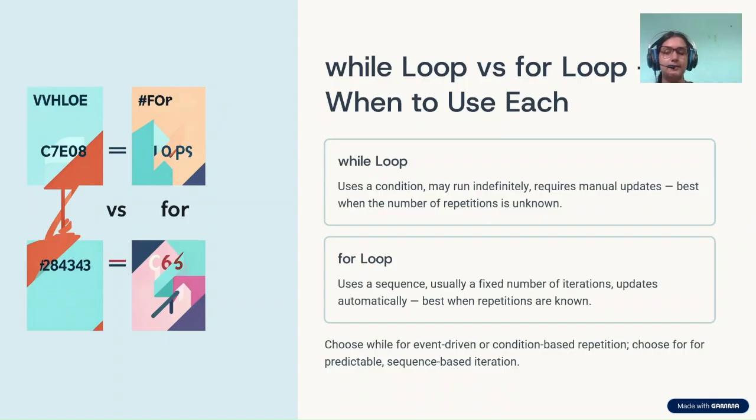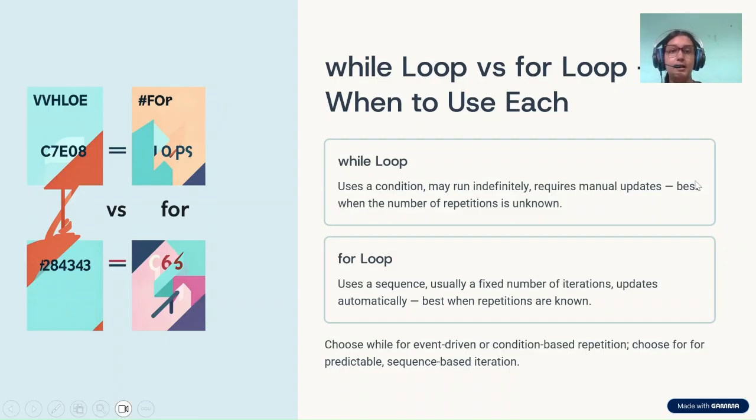To state the basic differences, while loop uses a condition, while for loop uses a sequence, right? The while loop may run indefinitely, as we saw when we didn't put our stopping condition or updation, we didn't update the variable, it kept running, it kept printing welcome, welcome, welcome, it didn't stop. But a for loop usually has a fixed number of iterations.